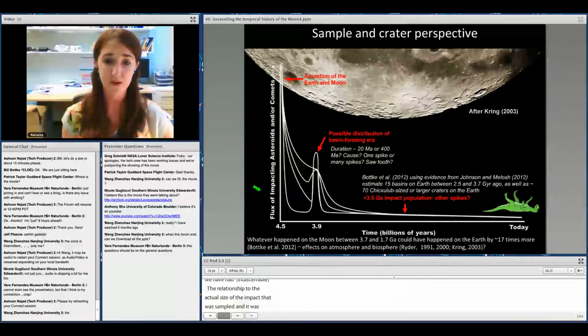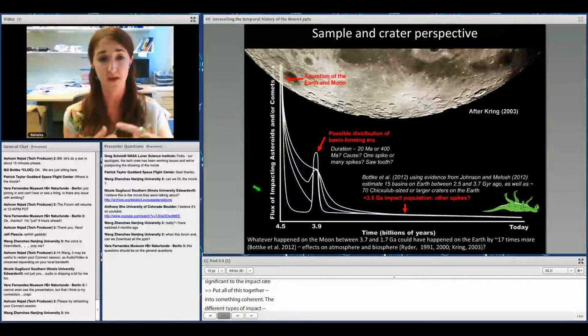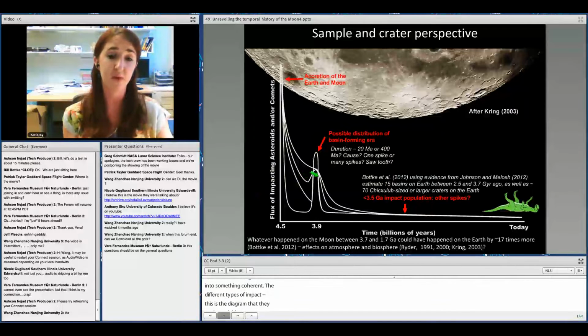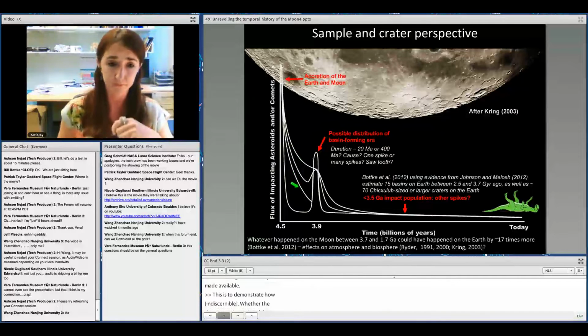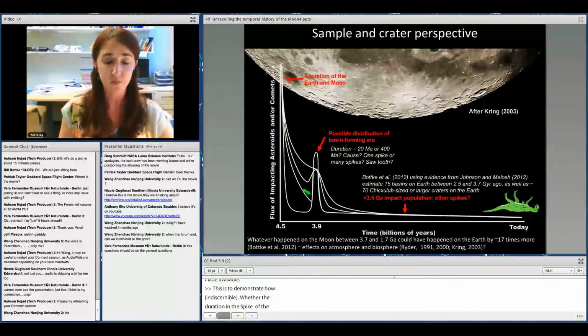So to put all this together into a coherent type of plot, the different types of impact curves that have been understood from the types of samples we're studying is complex. And this is a nice diagram that David Kring made available on the PLSE Education and Resources website, just to demonstrate how poorly some of these things are still understood. So the duration of spikes of a potential bombardment event, and understanding the flux prior to 3.9 billion years is an incredibly important event to realise.